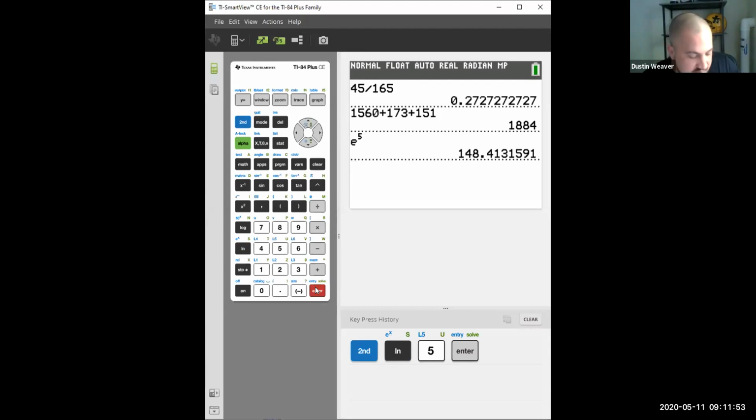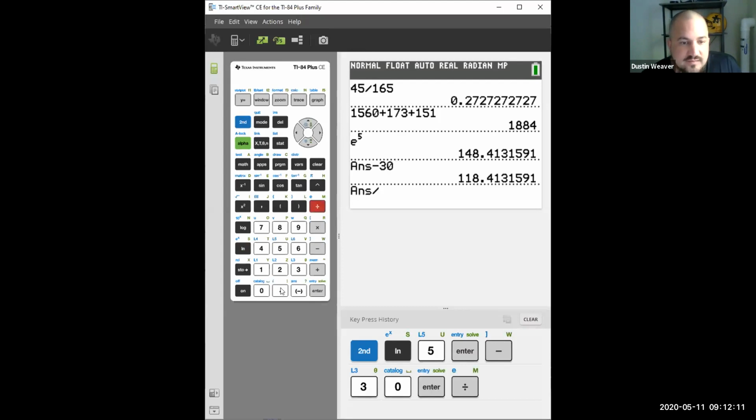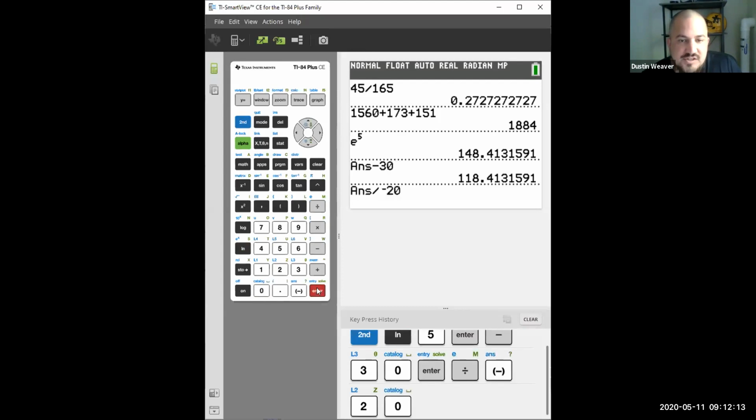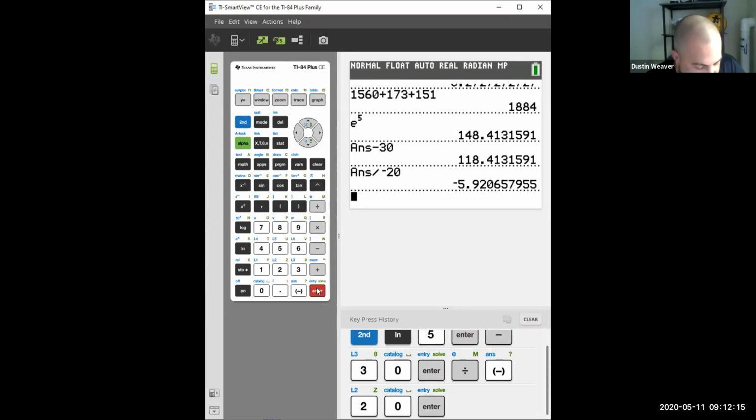So I'm going to subtract 30. So that's 118.41 equals negative 20x. And then I'm going to divide by negative 20. Okay. So I'm going to subtract 30 and then divide by negative 20. And I'll show you on my paper here in just a second. So I get negative 5.92.